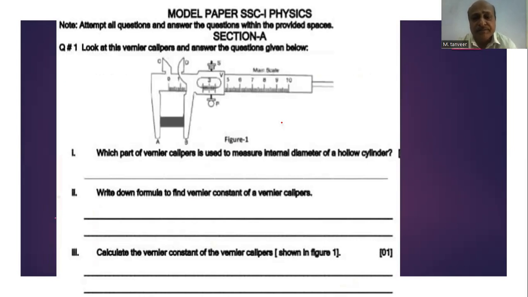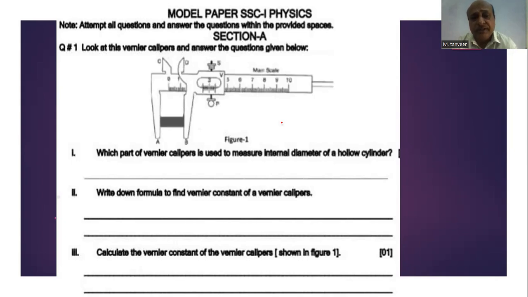Next, this is the paper, the model paper SSC 1 physics. This paper is given by the Federal Board and it is available on its website. Question number 1, this is section A. This section consists of 6 marks. Attempt all questions and answer the questions within the provided spaces. You are given the spaces.